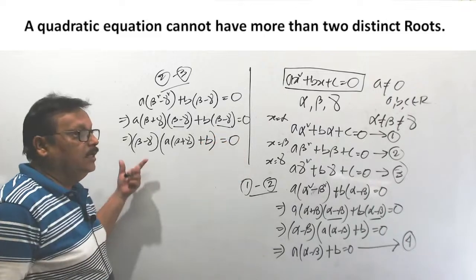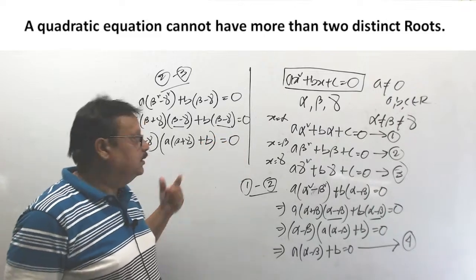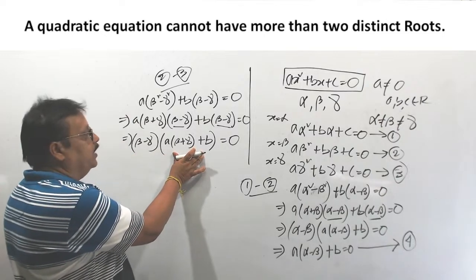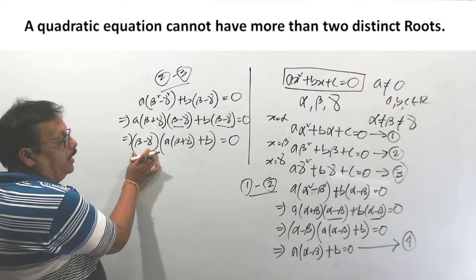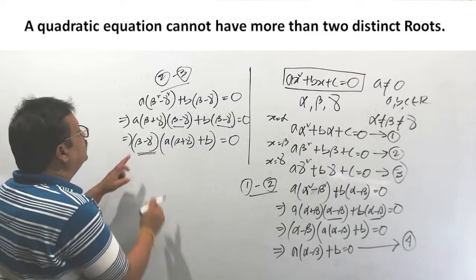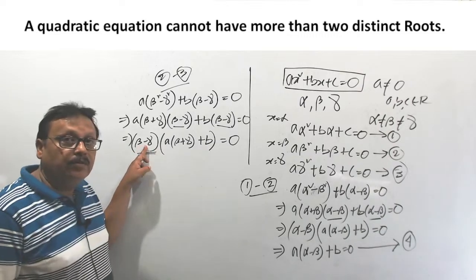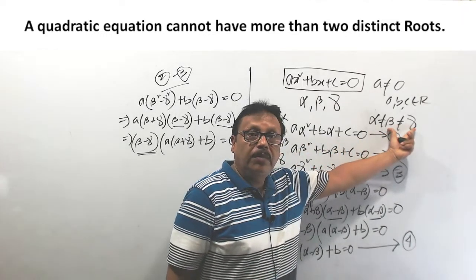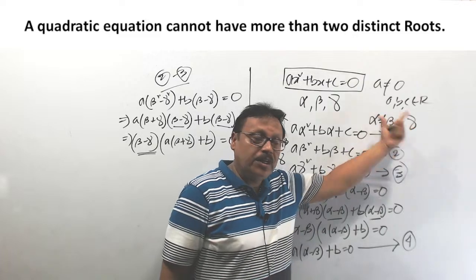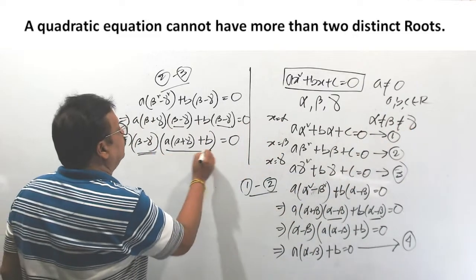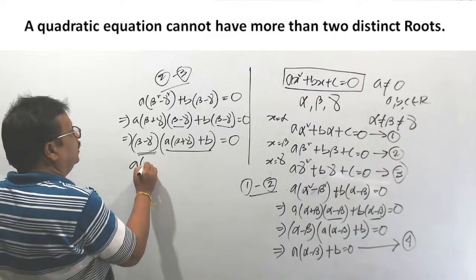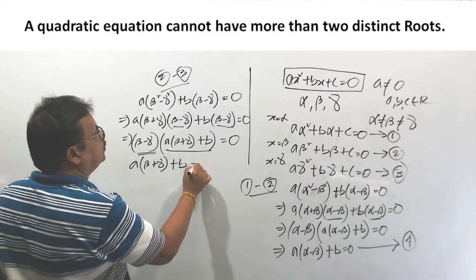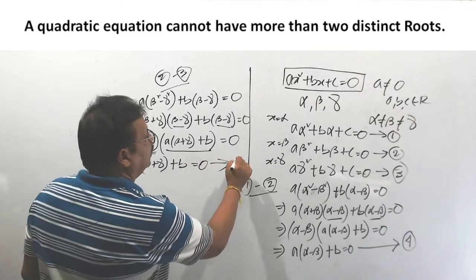Understood? Similarly, the same thing. Either this equals 0 or this equals 0. But beta minus gamma cannot be 0, because if beta minus gamma equals 0, then beta will be equal to gamma. But this is not possible according to our assumption. Therefore, this portion will be 0. That is, you are getting a into (beta plus gamma) plus b equals 0. Give it number 5.